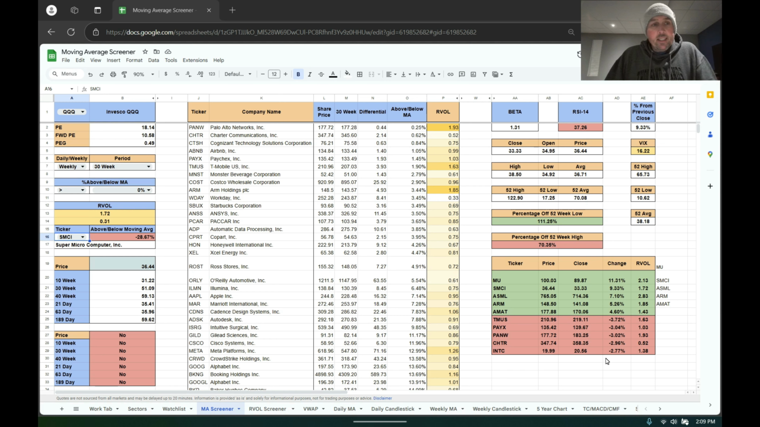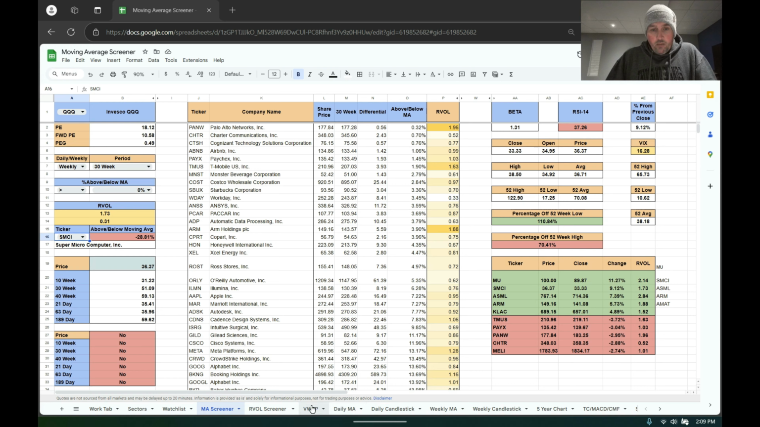Okay, the next one we're going to look at is SMCI, and we're looking at the 30-week moving average here. It's 28% below the 30-week. You can see this is getting close to oversold territory, but it's up almost 10% on the day, a little over 9%. We're 111% off of our 52-week low, but 70% off of our 52-week high.